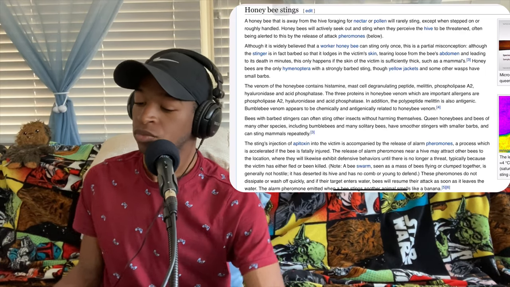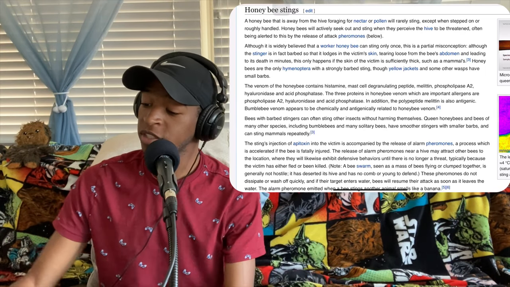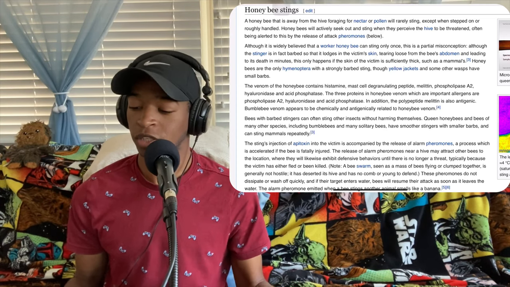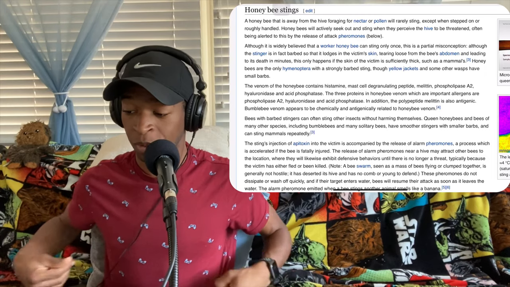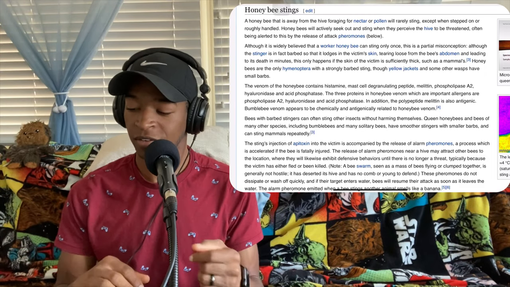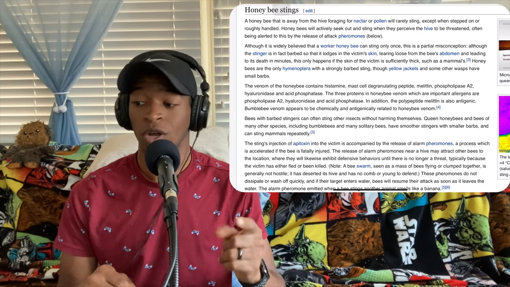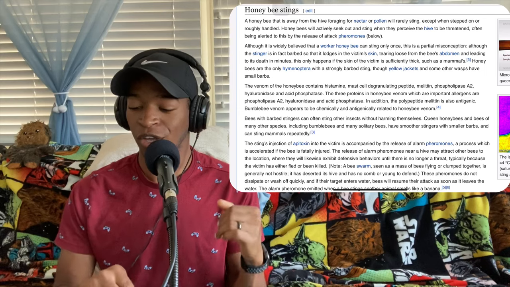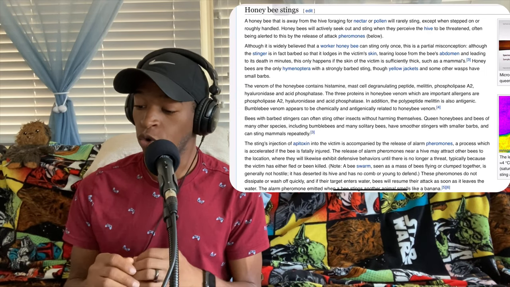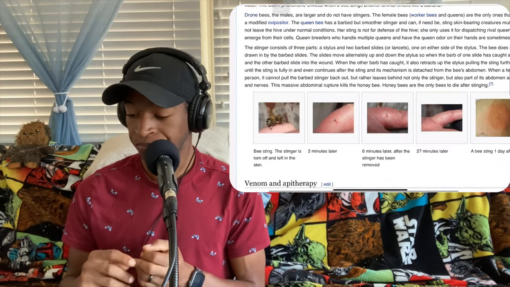Okay, that's cool. Although it is widely believed that a worker honeybee can sting only once, this is a partial misconception. Although the stinger is in fact barbed so that it lodges in the victim's skin, tearing loose from the bee's abdomen and leading to its death in minutes, this only happens if the skin of the victim is sufficiently thick, such as a mammal's, which is you. Honeybees are the only Hymenoptera with a strongly barbed sting, though yellow jackets and some other wasps have small barbs.